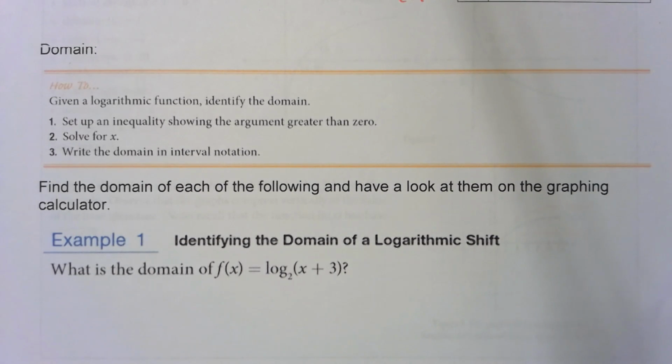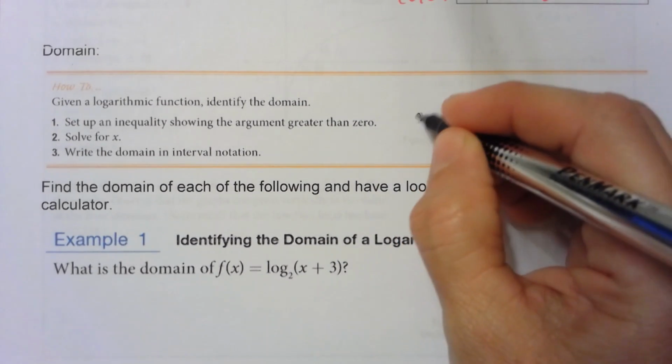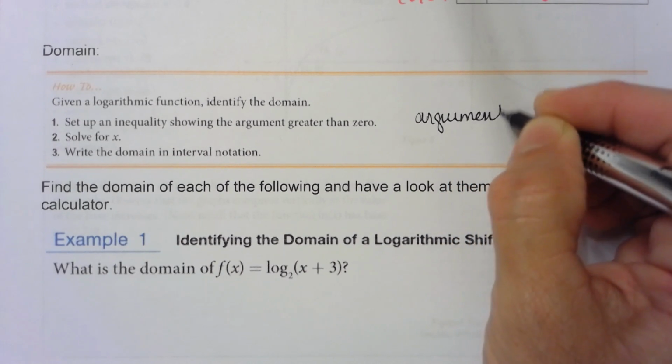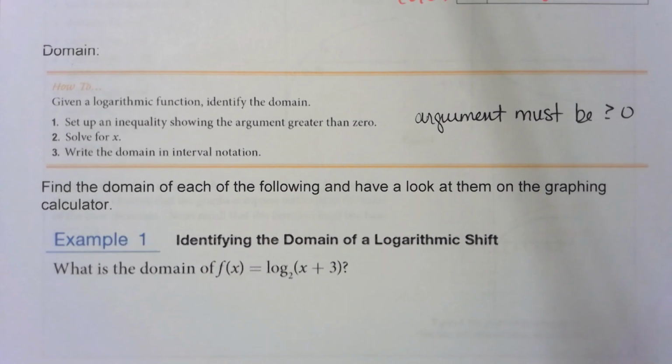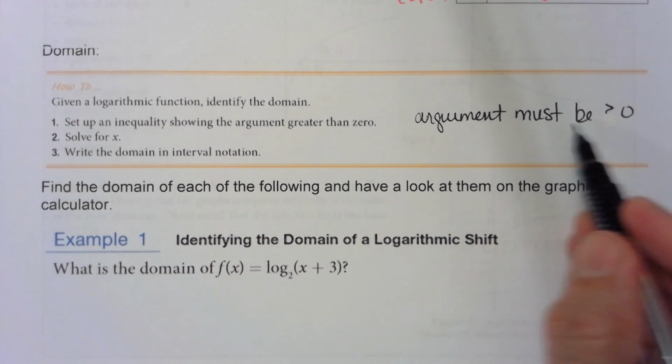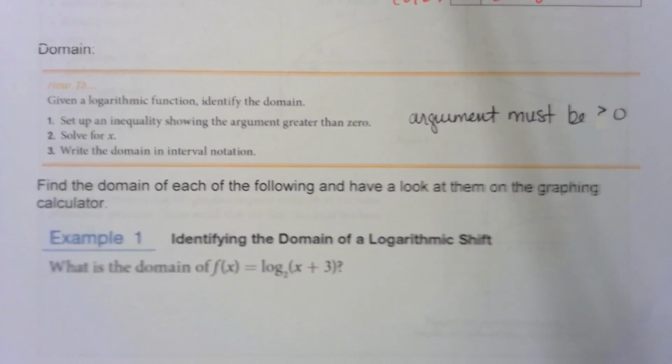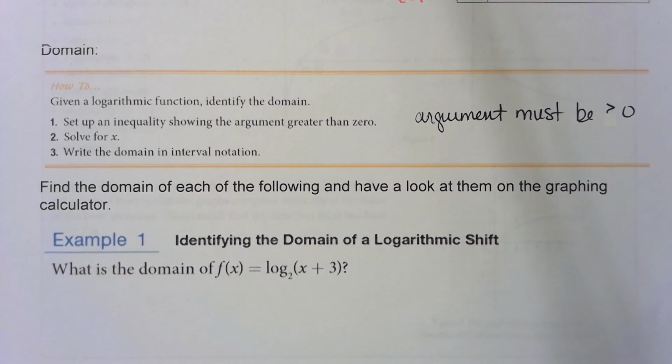So how do you find the domain of a logarithmic function? Well, remember in the previous lesson, we learned that the argument, do you remember what the argument means? It's this stuff here. The argument cannot be negative and it cannot be 0. That means the argument must be greater than, not or equal to, just greater than 0. The argument must be greater than 0. That's how you can find the domain of your logarithmic function.